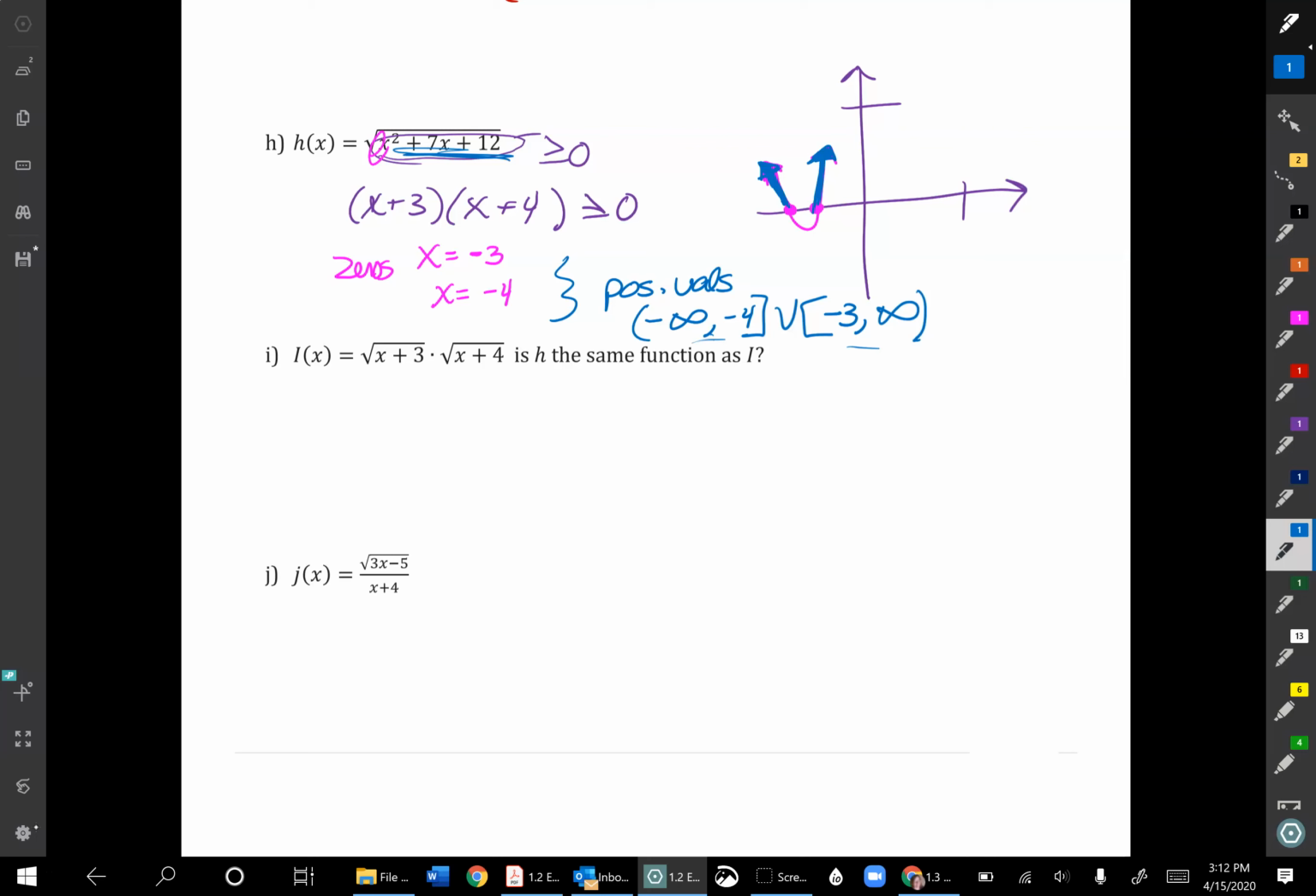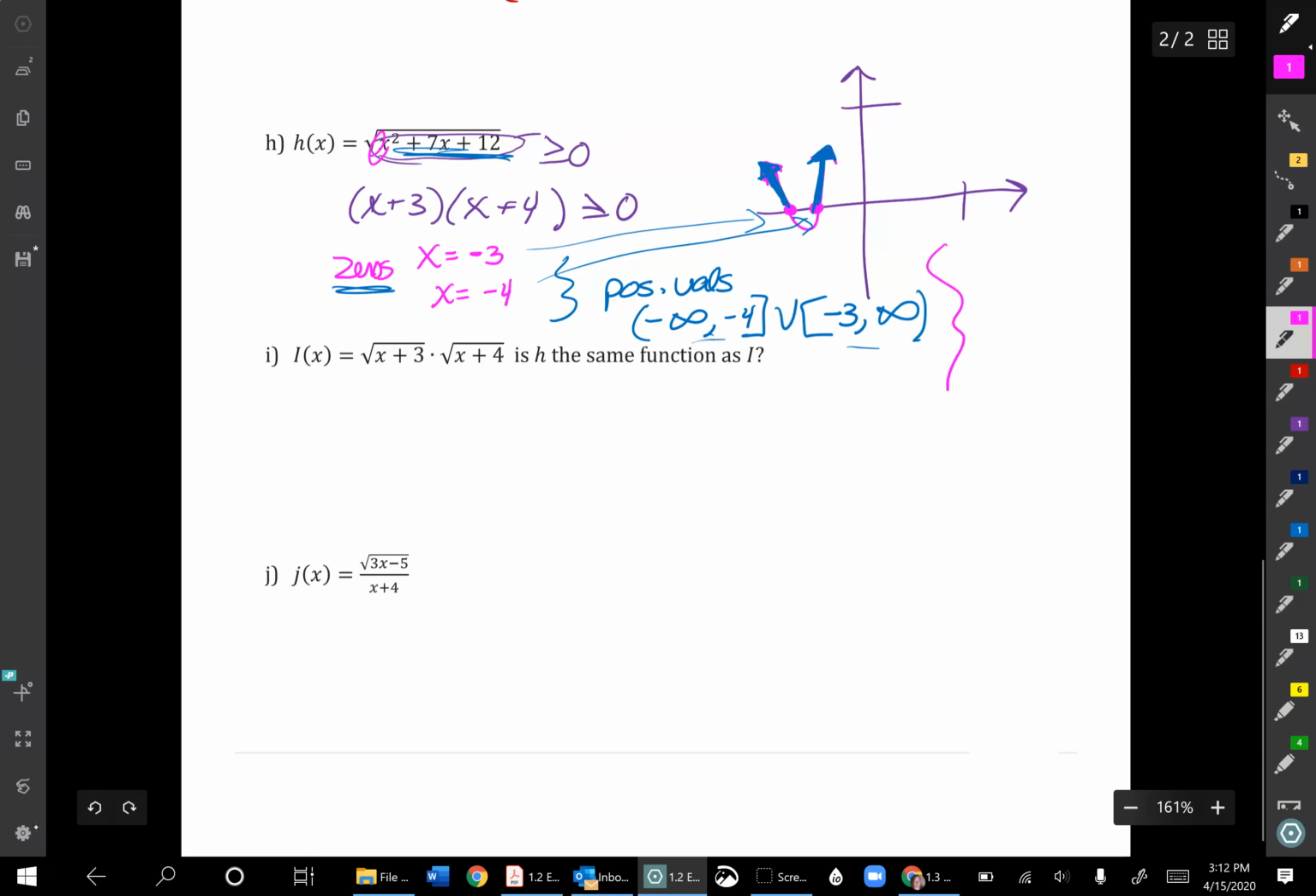You could write it in set notation, which would be, I want to differentiate. This is not my answer over here. This is the zeros that I was just using to figure out. But if I was writing set notation, I would want to write it as x is less than or equal to negative 4, or x is greater than or equal to negative 3. Okay, that's how I would write that.